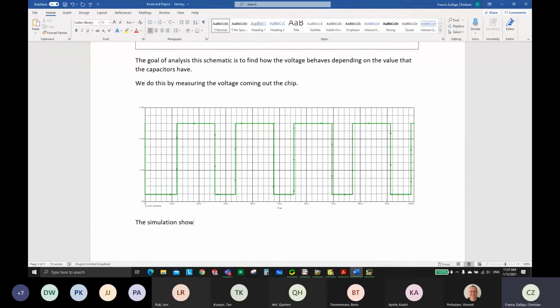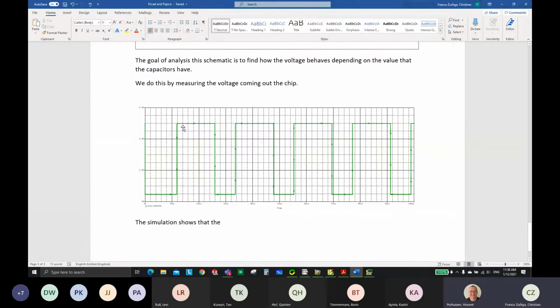The simulation shows that the voltage goes through cycles of up and down. First, the voltage goes for less than 1 volt during 12 microseconds. Then it goes up to 5 volts, and yeah, I don't know how to explain this.